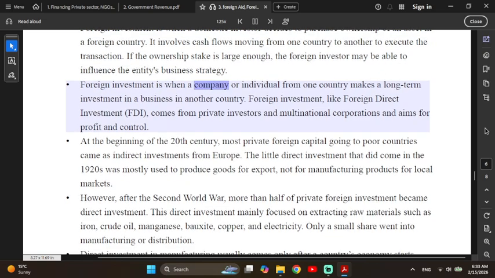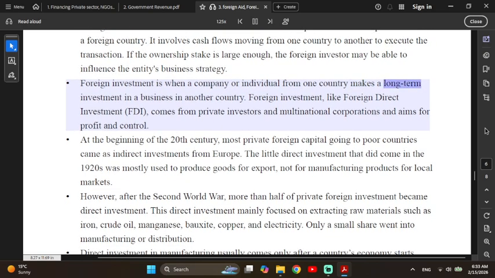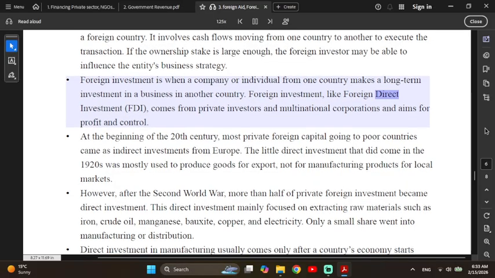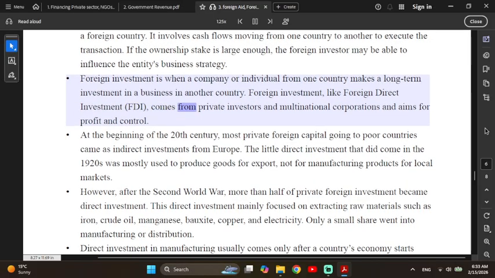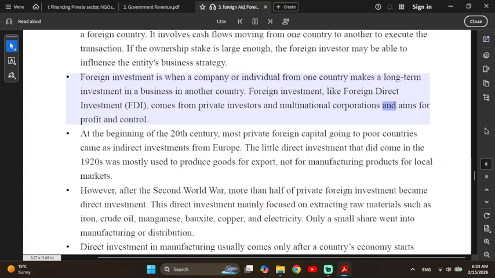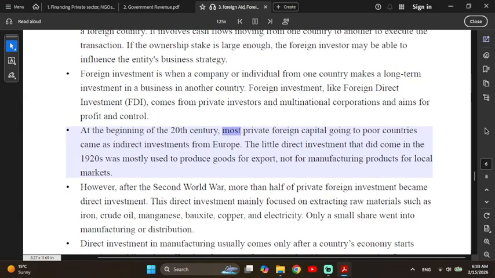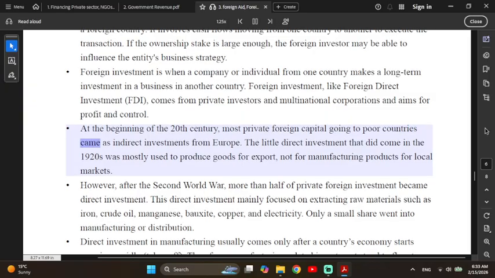Foreign investment is when a company or individual from one country makes a long-term investment in a business in another country. Foreign investment, like foreign direct investment, FDI, comes from private investors and multinational corporations and aims for profit and control.